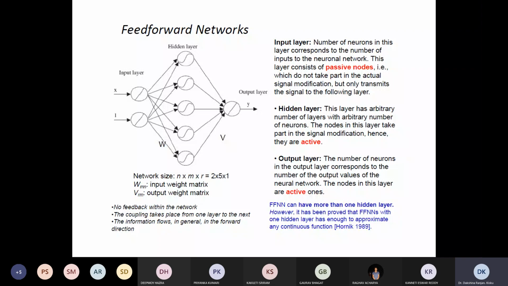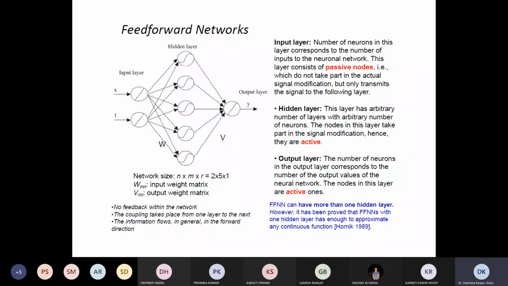Okay, so these are the neurons, these are the single neurons. Here in the input layer we have two neurons, in the hidden layer we have five neurons, and in the output layer we have one neuron. Now, in the input layer we provide the input. So we will consider some example.